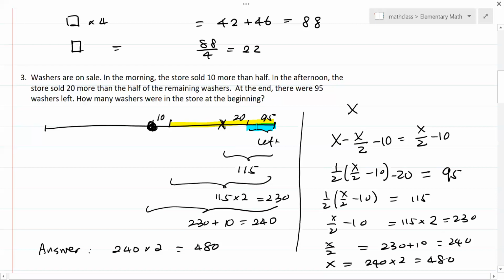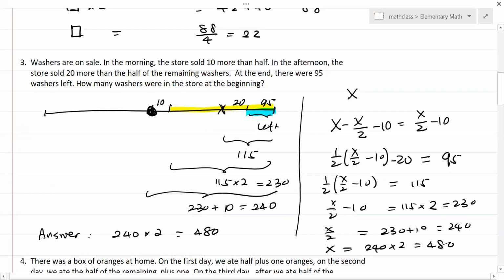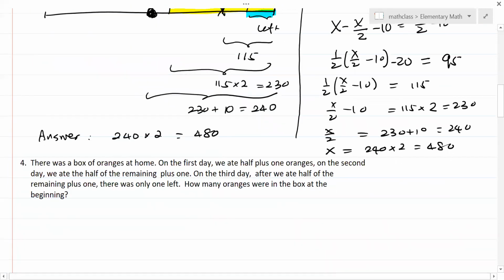95 plus 20 is half of what is left in the morning, which is 115. Then because it's half, just double it, and you get a total of 230, which is what is left of all the washers after the morning sale. Then you go back and add the 10. That's a total half. So this is the idea. You can go back to this problem a little bit later.